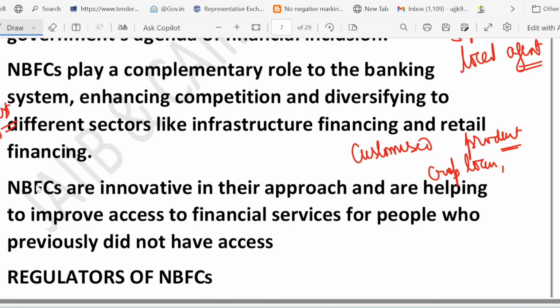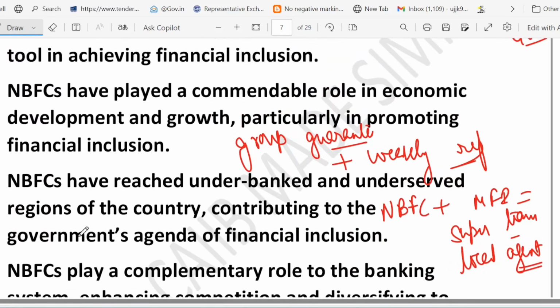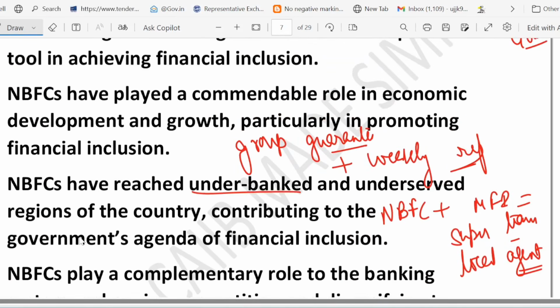financial inclusion. Yes, they are reaching the unbanked and underbanked areas, right? 190 million Indians are served by MFIs. This is the RBI source. 190 million, commendable. You can see the reach. They also support government schemes like the Mudra loan, which is also supported by NBFCs.